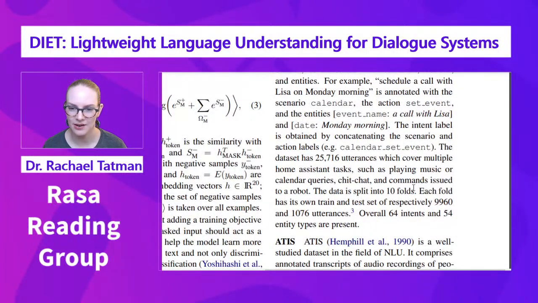The data is split into 10 folds. Each fold has its own train and test set of respectively 9K and 1K utterances. Overall, 64 intents and 54 intent types are present.